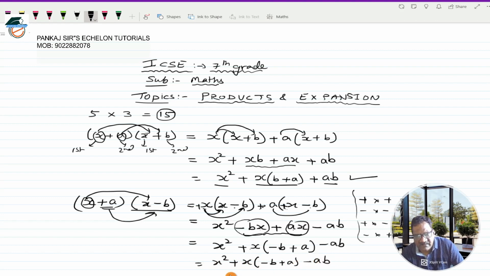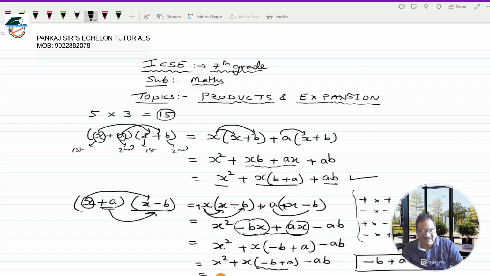Okay, now let me tell you one more thing. Minus b plus a can any day be written as a minus b. So in mathematics, minus b plus a is the same as a minus b. This you have to put in your mind properly. Minus b plus a is the same as a minus b.